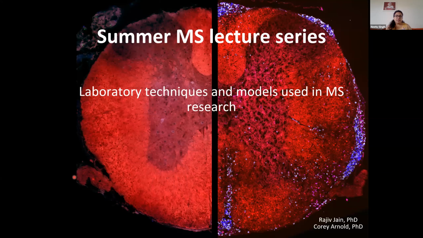Rajiv completed a Bachelor of Medical Science, Master of Science, and a Doctor of Philosophy at the University of Western Ontario. During his graduate studies, he studied the role of peripheral B cell responses in MS, and now studies the role of B cells in the CNS of MS patients with Dr.